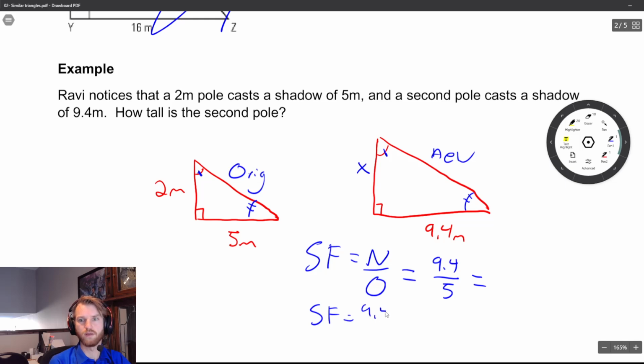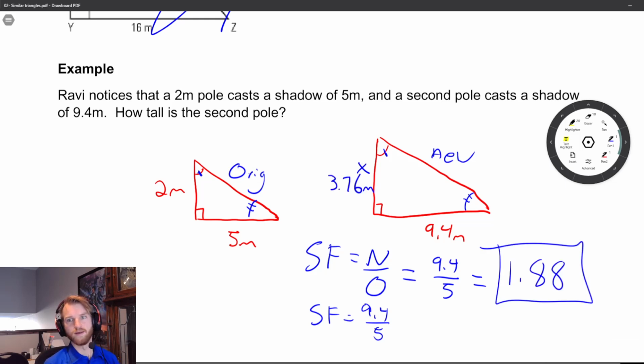over 5. Okay, this way I'm just showing my work sideways. Both are correct in this case. So 9.4 divided by 5 will give me my scale factor, and then I'm just going to take that and multiply 2 times my scale factor to get my number there.